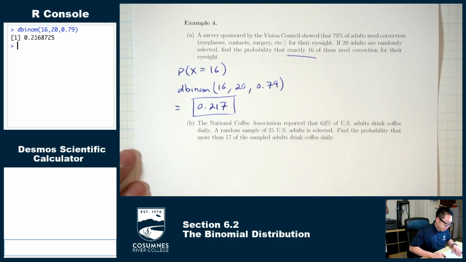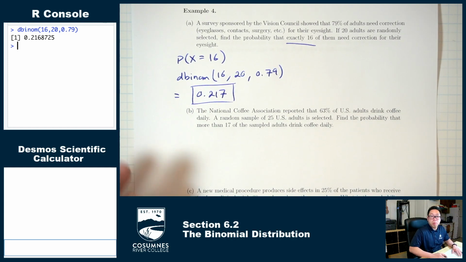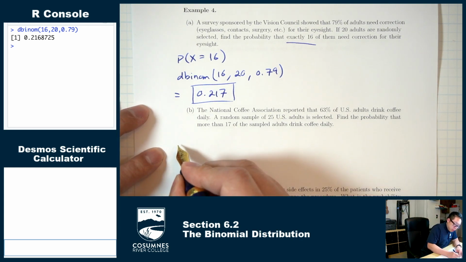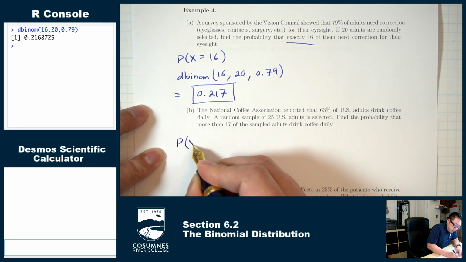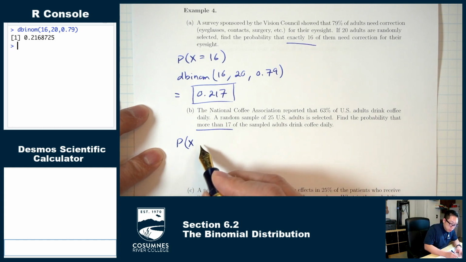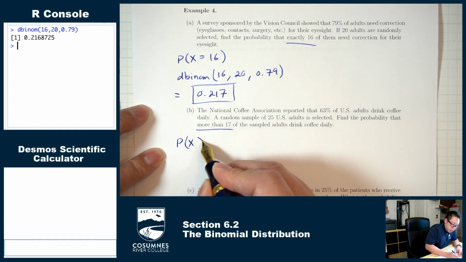Part B. The National Coffee Association reported that 63% of U.S. adults drink coffee daily. A random sample of 25 U.S. adults is selected. Find the probability that more than 17 of the sampled adults drink coffee daily. In symbols, I'm looking for the probability that X is more than 17. So more than 17, translated using symbols, would be greater than 17.